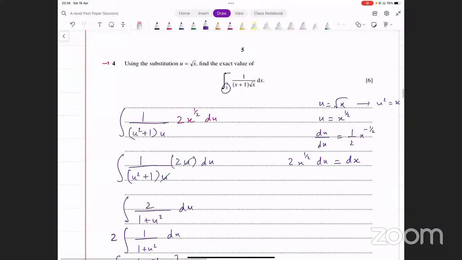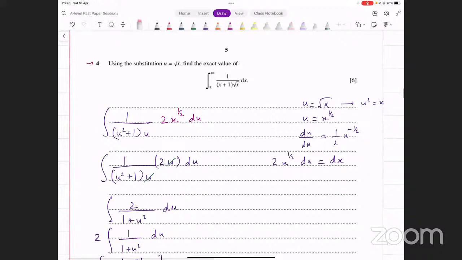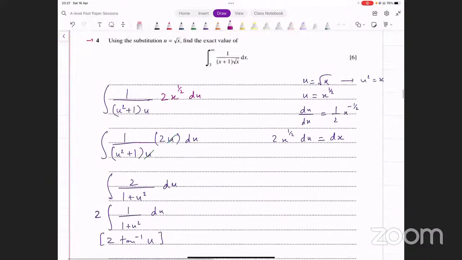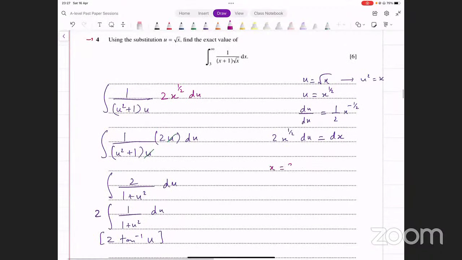लिमिट्स जो आपको दी हुई थी 3 से लेकर इंफिनिटी तक, those limits were for x, those limits were not for u. अब वो लिमिट्स डायरेक्टली इनपुट नहीं कर सकते. आपको क्या करना पड़ेगा, आपको u की लिमिट्स फाइंड करनी पड़ेंगी. ठीक है, तो यहाँ पे कर लेते हैं वो भी. When x equals 3, what about u? U is going to be square root of x. That's going to be square root of 3. 3 वाली लिमिट square root of 3 बन जाएगी.